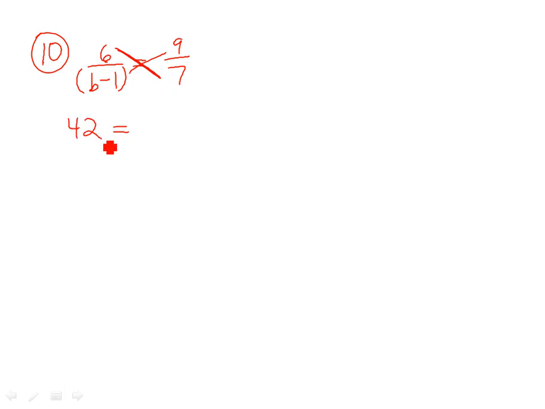Good. On the other side, just write it out this way for now. Please make sure you can tell the difference between your B's and your 6s and anything else. What do we do now to start to solve this?